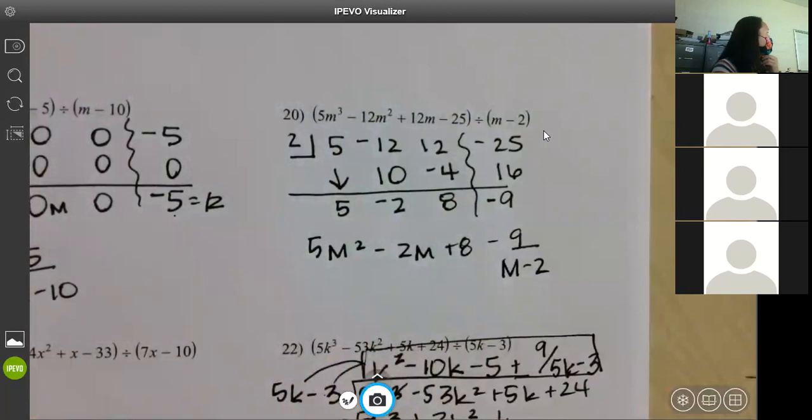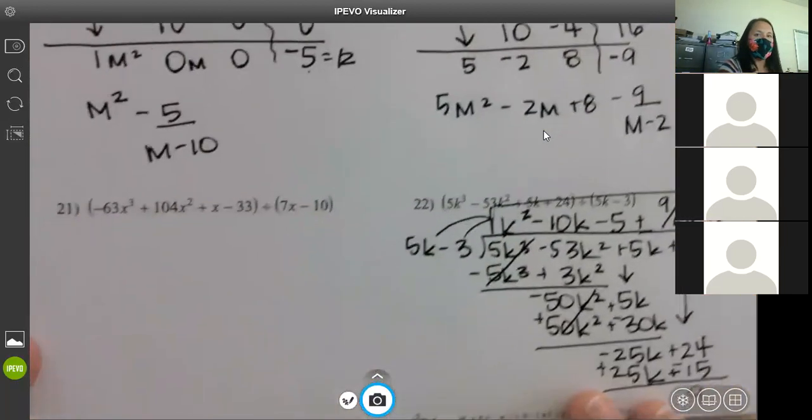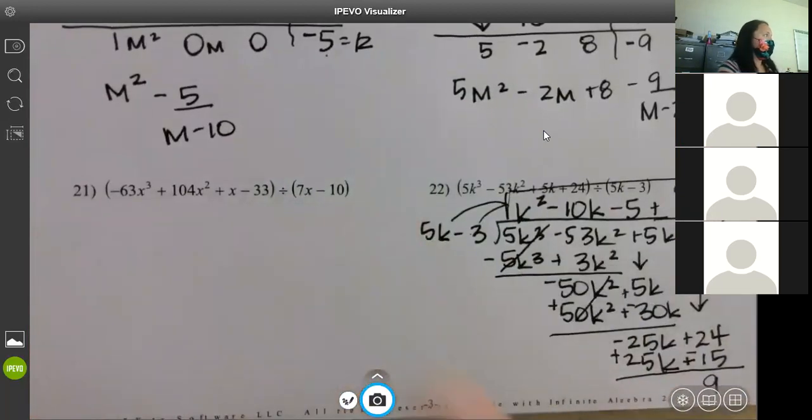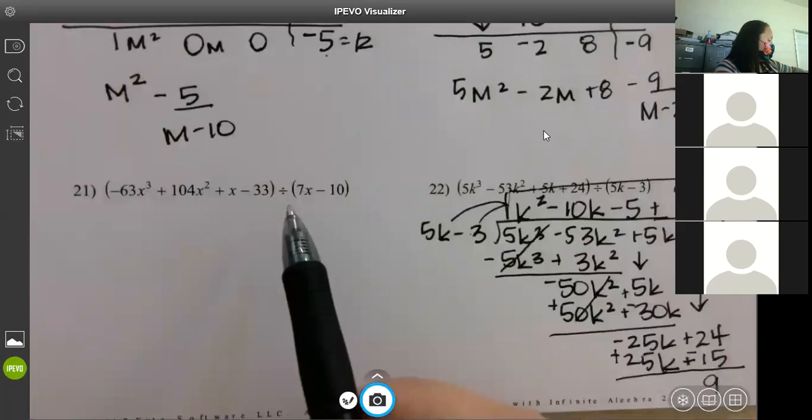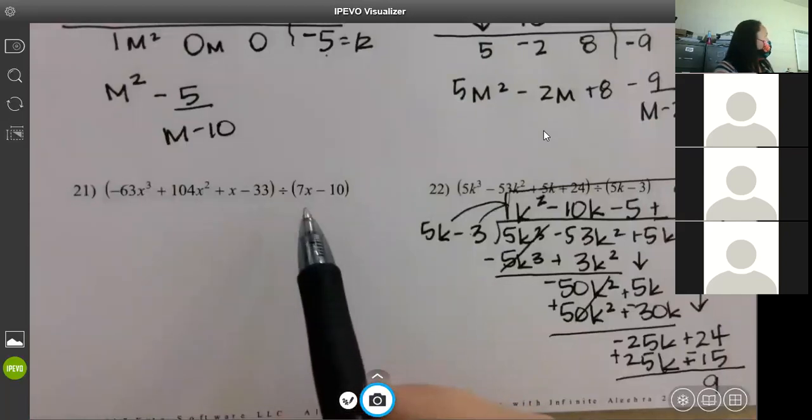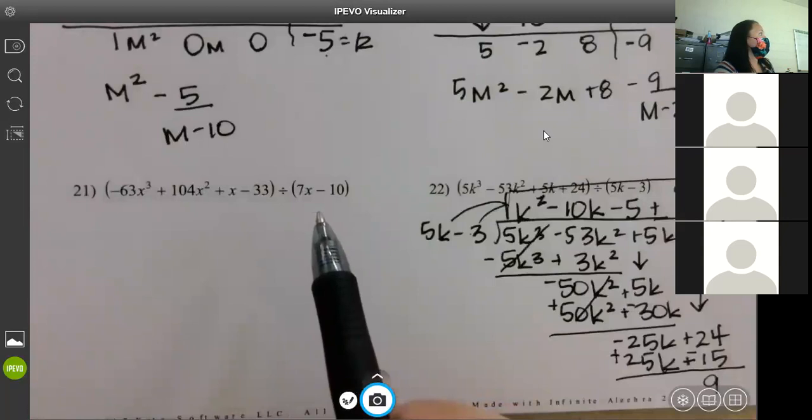Is everybody okay? Pretty quick, right? Not too bad. All right, so what happens if you have this 7x minus 10 like this? You guys remember when we did slide and divide where that 7 came from? Where did that 7 come from? When we did slide and divide. Where did the 7 in the front come from?